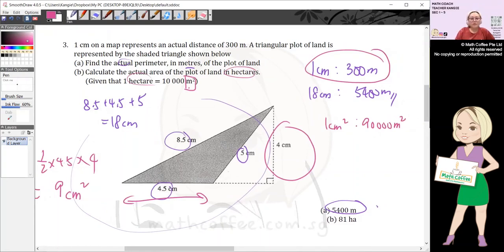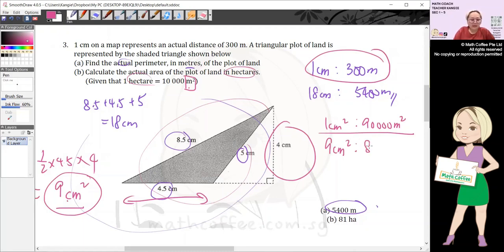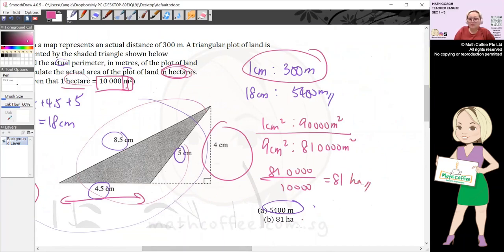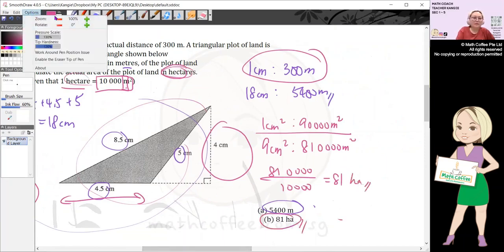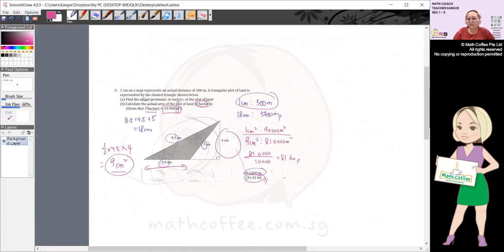Okay. And this one is 9. This is the area scale. My map area is 9 cm squared. So put it this side, times 9. So I get 810,000 meters squared. Then you need to change to hectare. And we know 10,000 is 1 hectare. Simple, just take 81, this one, divided by 10,000, and you get 81 hectare. And that's it. That's for question 3.